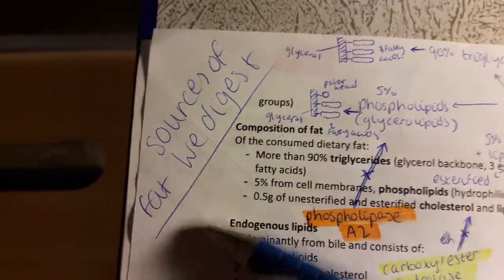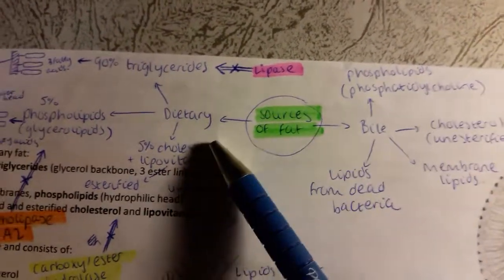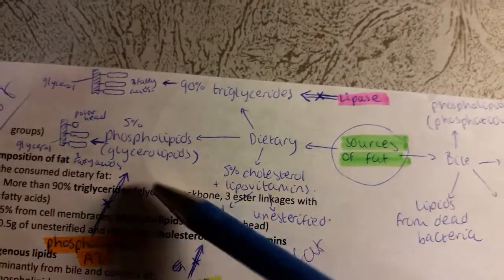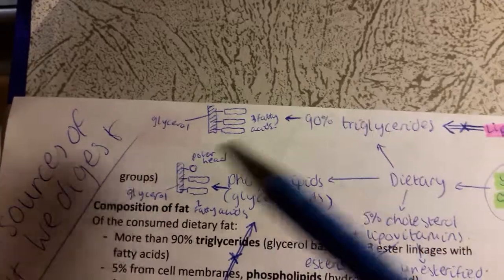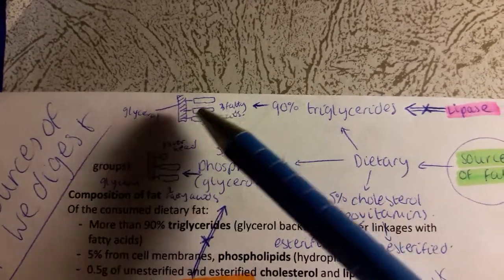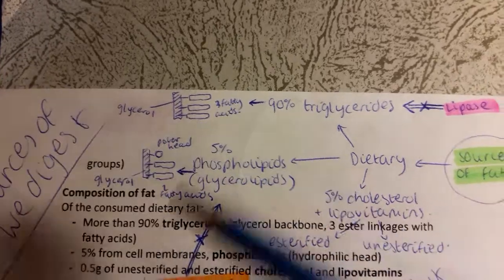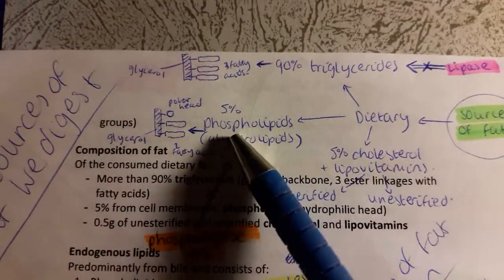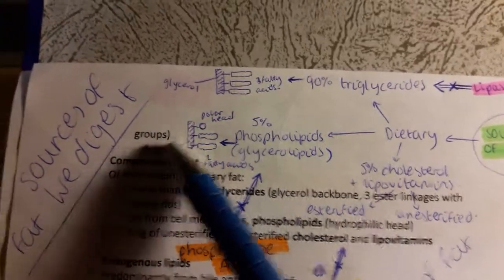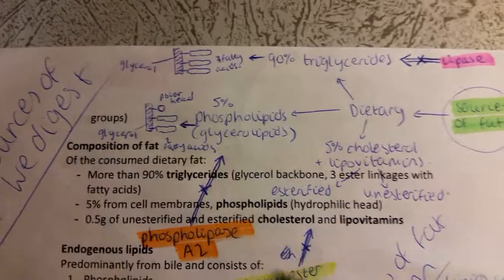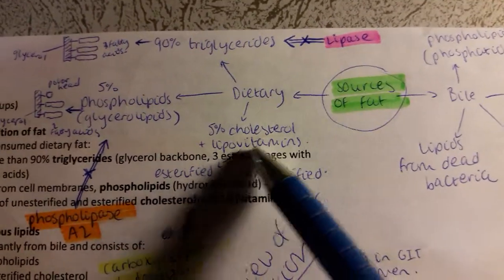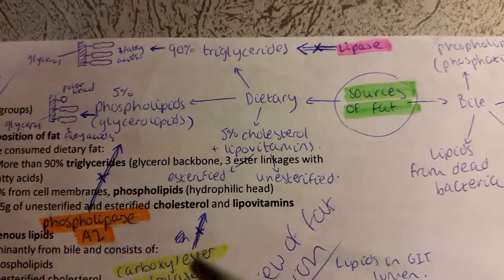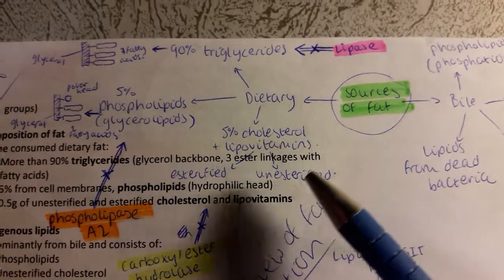And in terms of the fat we digest, where it comes from, well, it can either be endogenous, which is bile, or exogenous, which is dietary fat. First of all, looking at dietary fat, there are three forms. There's triglycerides, which make up 90% of the dietary fat, and this is glycerol with 3 fatty acids joined by ester bonds. Phospholipids, which are glycerolipids, which are the polar ones, because they have glycerol with 2 fatty acids and a polar head group. And finally, cholesterol and lipovitamins, which make up 5% of the dietary fat. And the cholesterol is either esterified or unesterified.